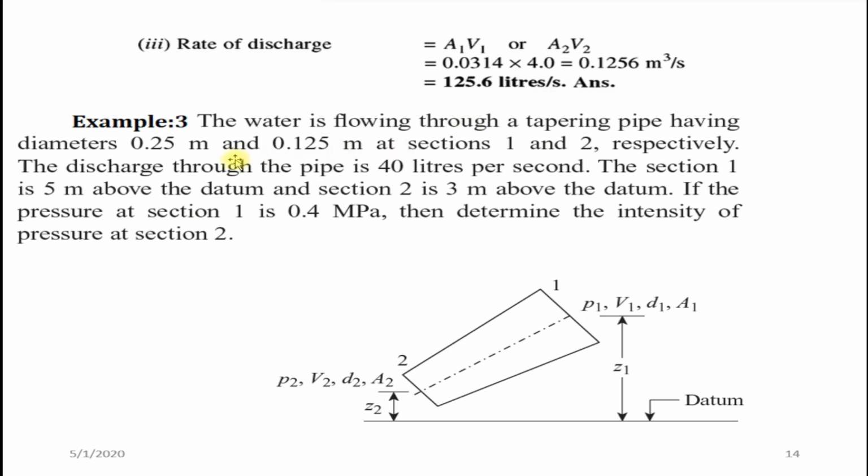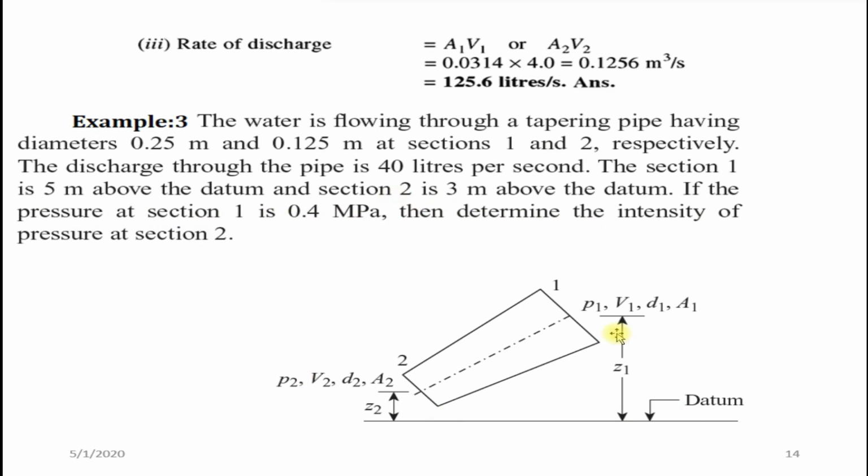Now we will see the third problem. The water is flowing through a tapering pipe having diameters 0.25 meter and 0.125 meter at section 1 and 2 respectively. The discharge through the pipe is 40 liters per second. The section 1 is 5 meter above the datum and section 2 is 3 meter above the datum. Datum means reference line. If the pressure at section 1 is 0.4 megapascal, then determine the intensity of pressure at section 2.